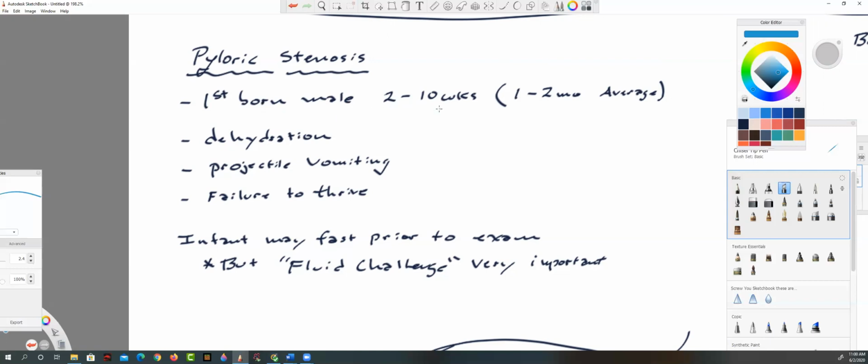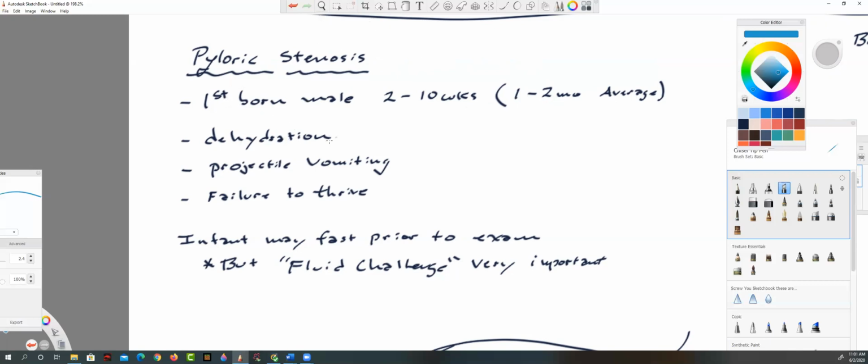2 to 10 weeks is really the range. You can't have it before 2 weeks. And even at 2 weeks, most doctors, most radiologists are like, really? But it's possible. I've actually seen it, but it's very rare. 1 to 2 months is the average. If you're at 3 months and a doctor orders it, everyone rolls their eyes because we know it can't be. So it happens in that time period.